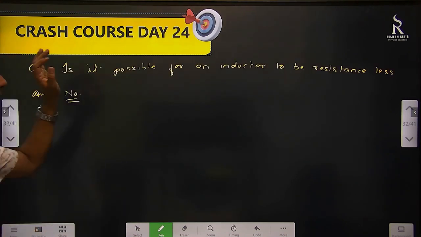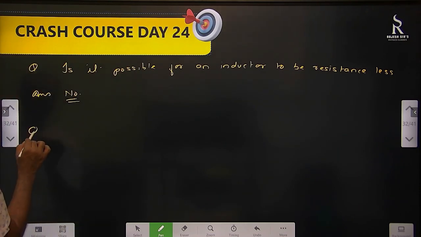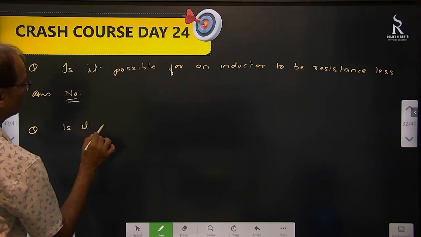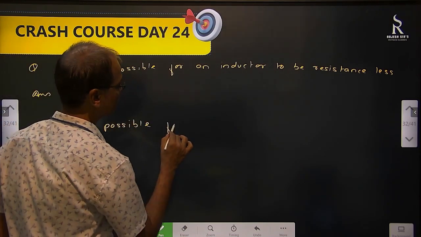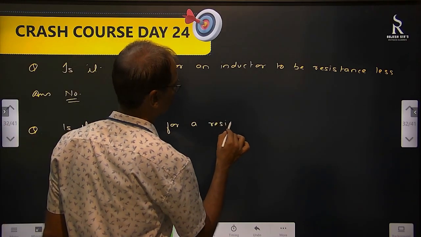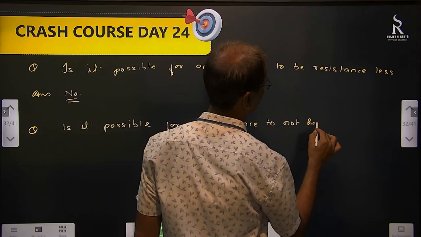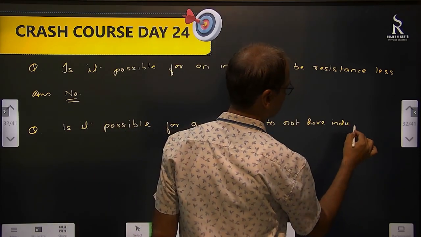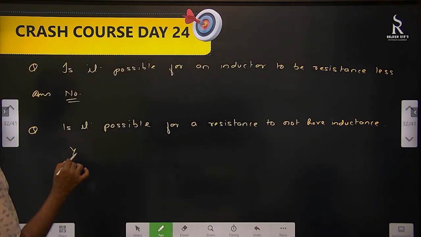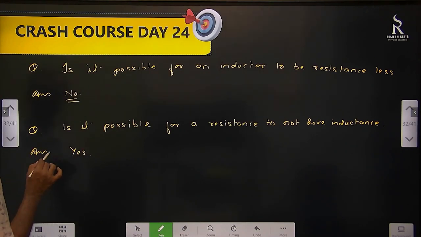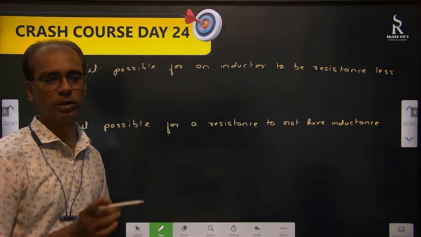Right. So is it possible for an inductor to be resistance-less practically? Answer is no. Then another question comes out. Is it possible to have a resistance without inductance? Is it possible for a resistance to not have an inductance? Answer is yes. This is possible. So an inductor is not possible to be without resistance, but resistance is possible without inductance.